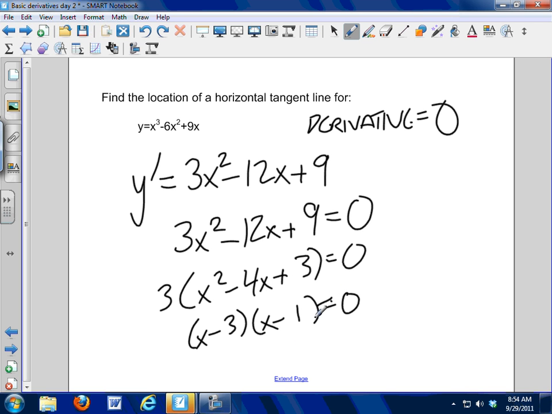So that means I would have horizontal tangent lines for that when x is equal to 3 and when x is equal to 1. Yay! Okay, so that's where we'd have a horizontal tangent line. So the way we find a horizontal tangent line is we find out where the derivative is equal to 0.